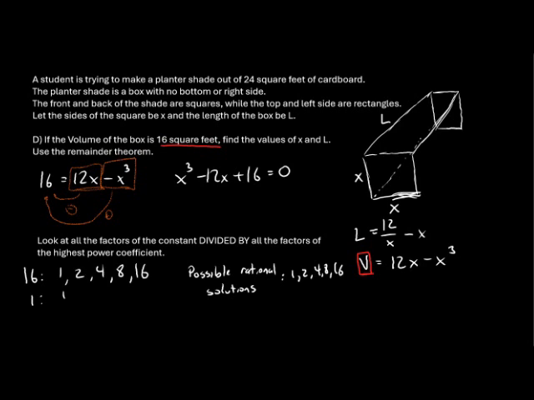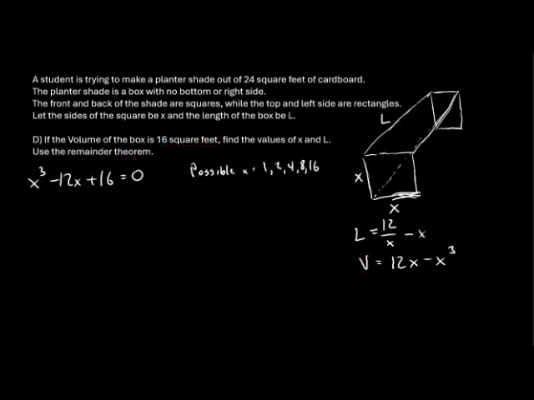Using the remainder theorem, we can test all of these. Now let's try our possible x's, and we'll begin with x equals 1. Notice that I didn't list any negative numbers because we cannot have any negative distance in a real-world problem. If we plug 1 in everywhere we see x, we'll end up with 1 to the third power minus 12 times 1 plus 16. If we do the math, we'll end up with 5, and since this is not equal to 0, that means that x equals 1 is not a solution. We can eliminate it from consideration.